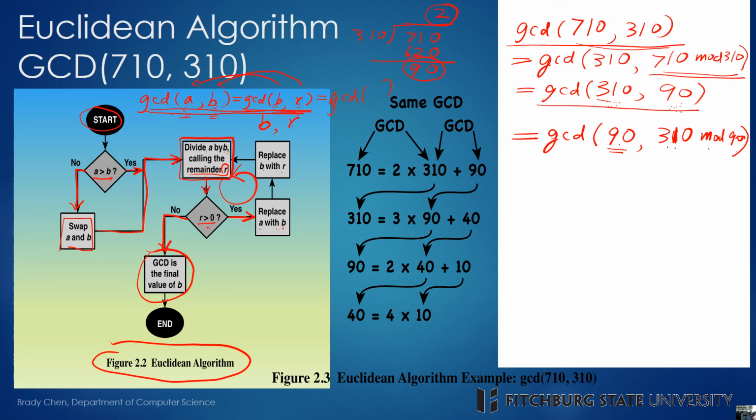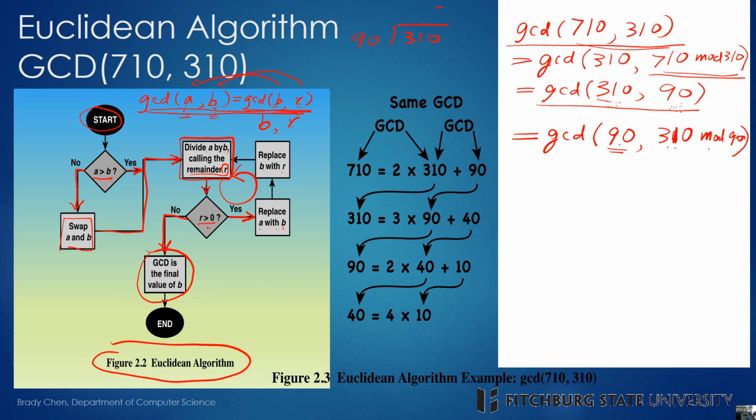Now what's 310 modulo 90? We're going to do another division. Let me erase that one so we can do the division again: 310 divided by 90.